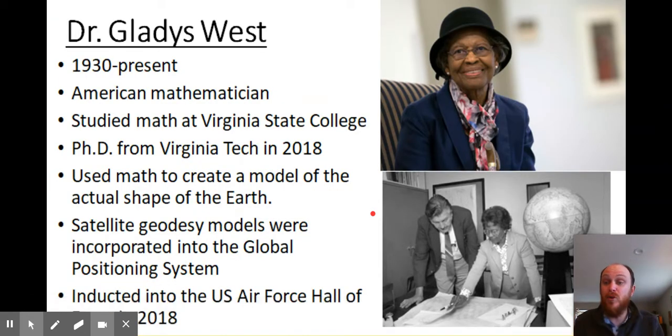This is Dr. Gladys West. You might be thinking, man, she has had a long, full life already. She is amazing. She's a mathematician. She has a PhD in math from Virginia State College, or sorry, from Virginia Tech. She got her PhD way late, which is amazing. She just thought education was so important that she got her PhD in 2018 when she was 88.